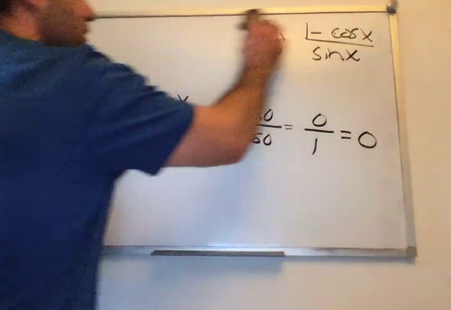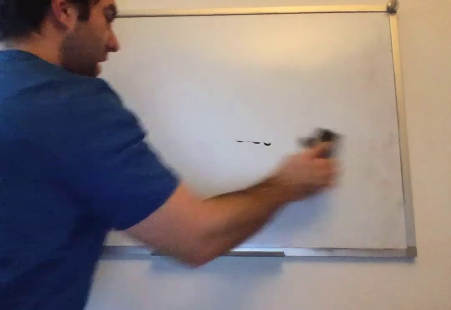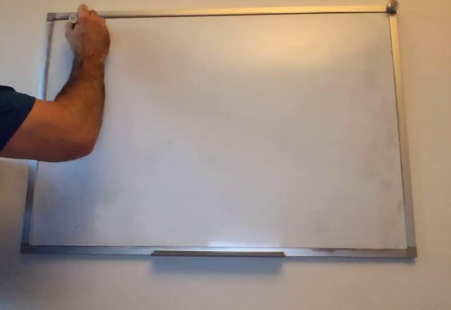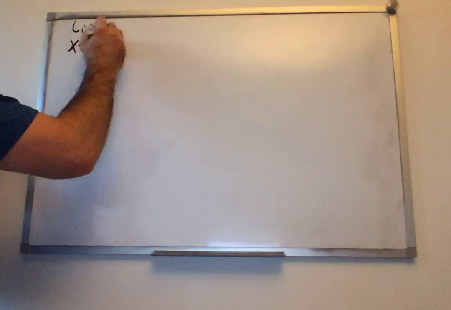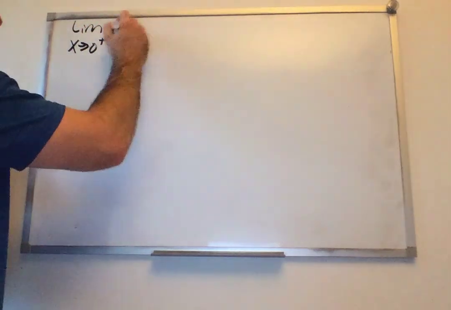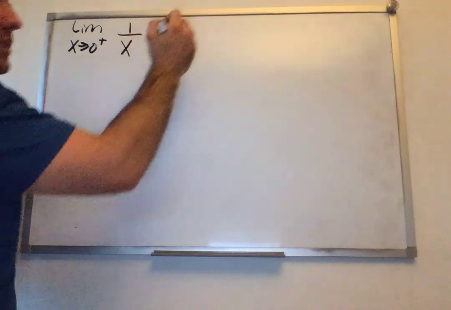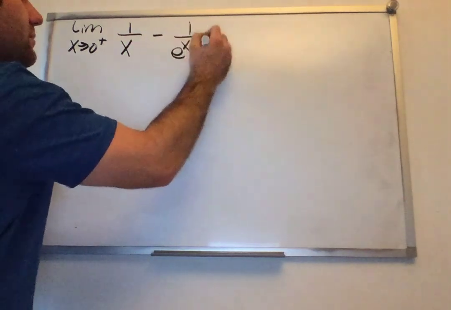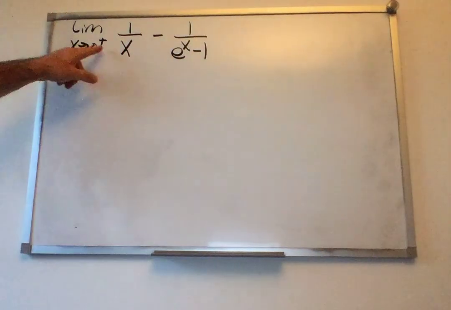Let's go ahead and do another example. This is an indeterminate difference. This is limit as x goes to 0 from the right of 1 over x minus 1 over e to the x minus 1. Now we're doing a right-handed limit.